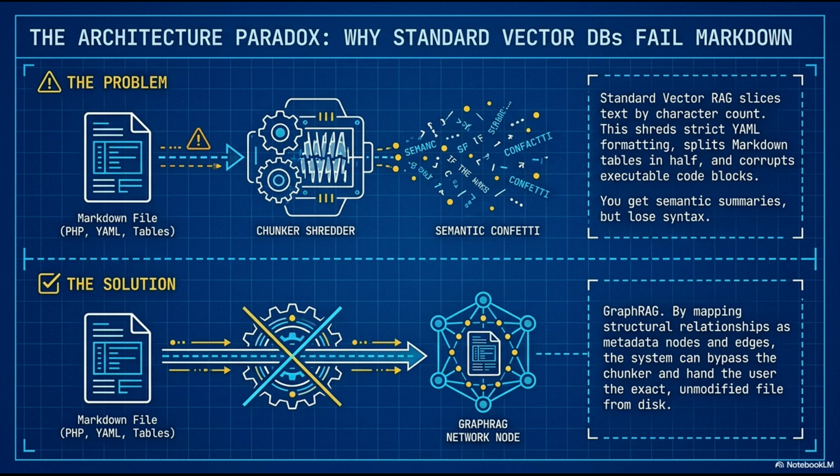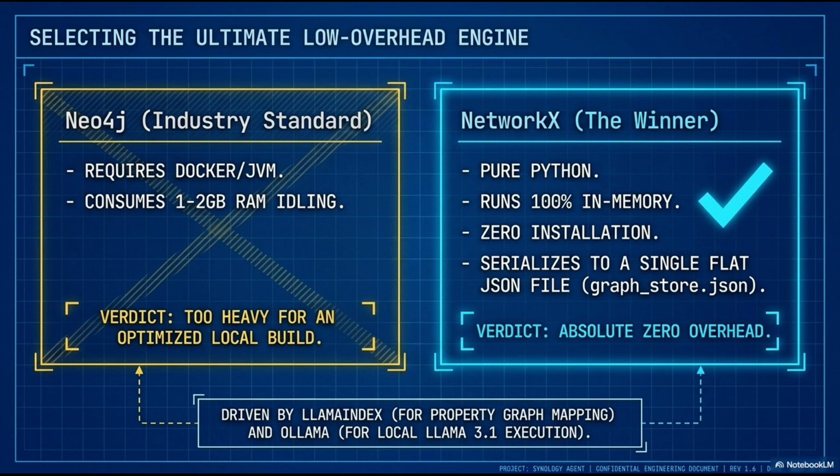Okay, but to store a property graph, you traditionally spin up a dedicated graph database, right? And the industry standard for that is Neo4j. But Vitally explicitly avoids Neo4j. Why go out of your way to avoid the industry standard in a local build? Well, Neo4j is robust, but it requires running a Java virtual machine or deploying a Docker container. Even the Community Edition consumes a baseline of 1 to 2 gigabytes of system RAM just idling. Wow, just sitting there doing nothing. Yeah. And while Vitally has 32 gigabytes of system RAM, meaning he could theoretically afford it, he is ruthlessly optimizing for zero overhead. He wants the most lightweight, frictionless pipeline possible, so he selects NetworkX.